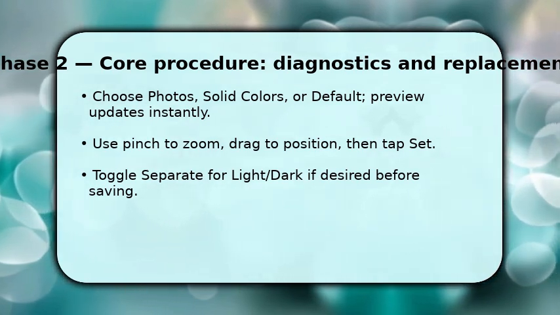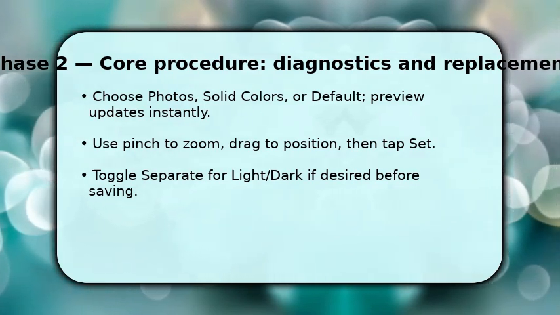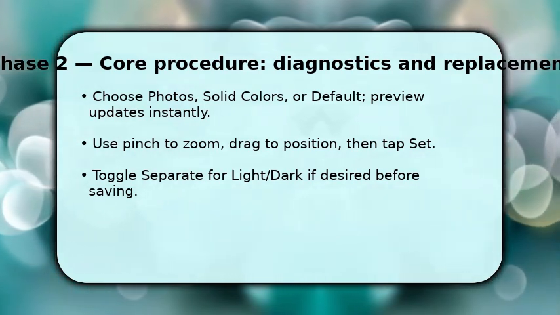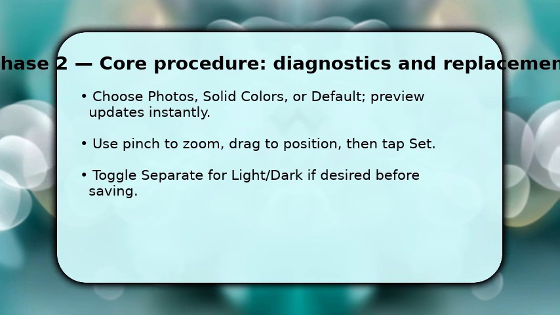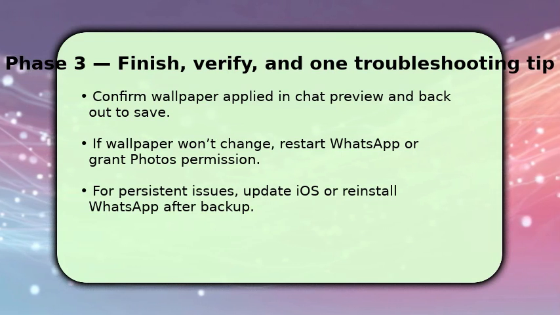If setting from photos, confirm WhatsApp has photo permission. Otherwise, it won't access the image, and you'll need to enable permission in iPhone settings. You're nearly done. Back out to Chats and open any conversation to confirm the wallpaper applied.